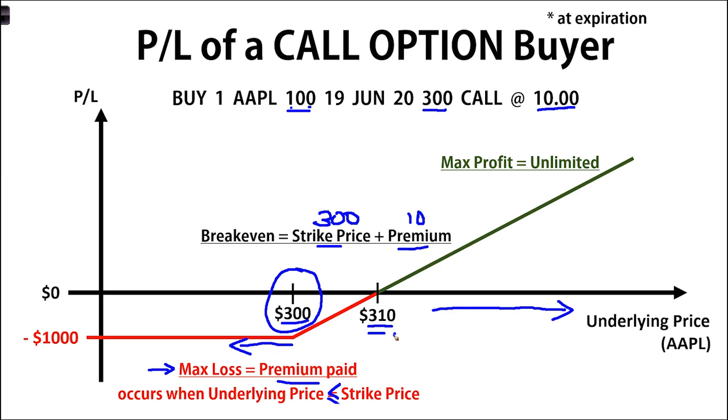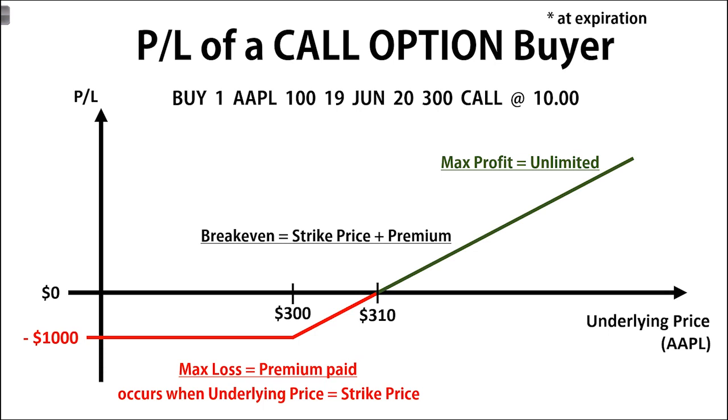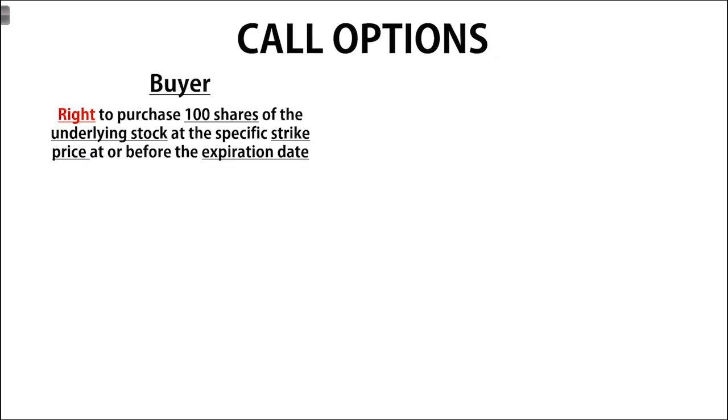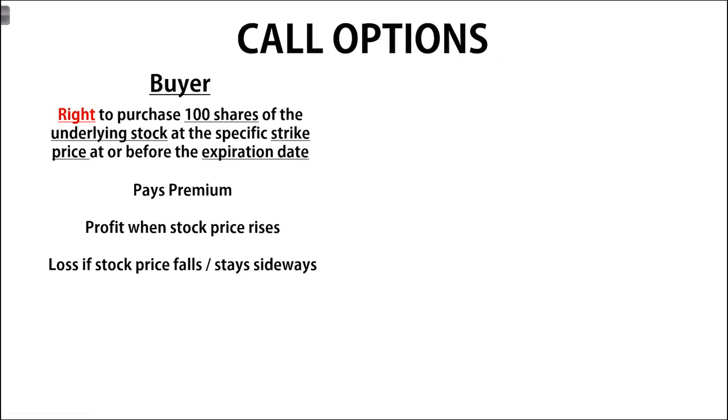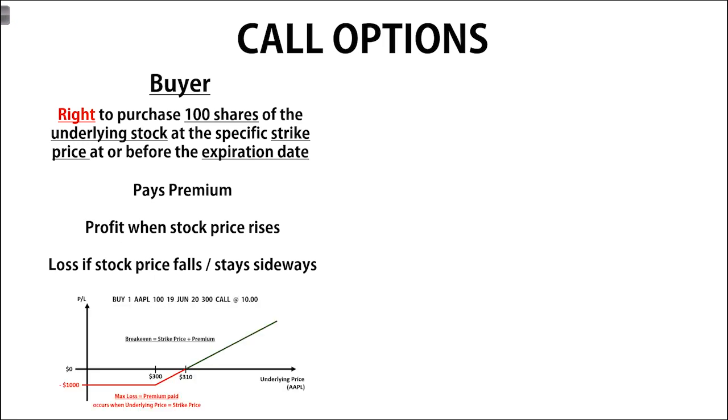When you purchase a call option, you are bullish on the stock. You think that the stock price will rise in the future and then go ahead to purchase the call option. So as a call option buyer, you have to pay the premium and you only profit when the stock price rises. You lose if the stock price falls or stays sideways. And this is how the P&L chart of a call option buyer looks like. Unlimited profit, limited loss. Sounds attractive, right?